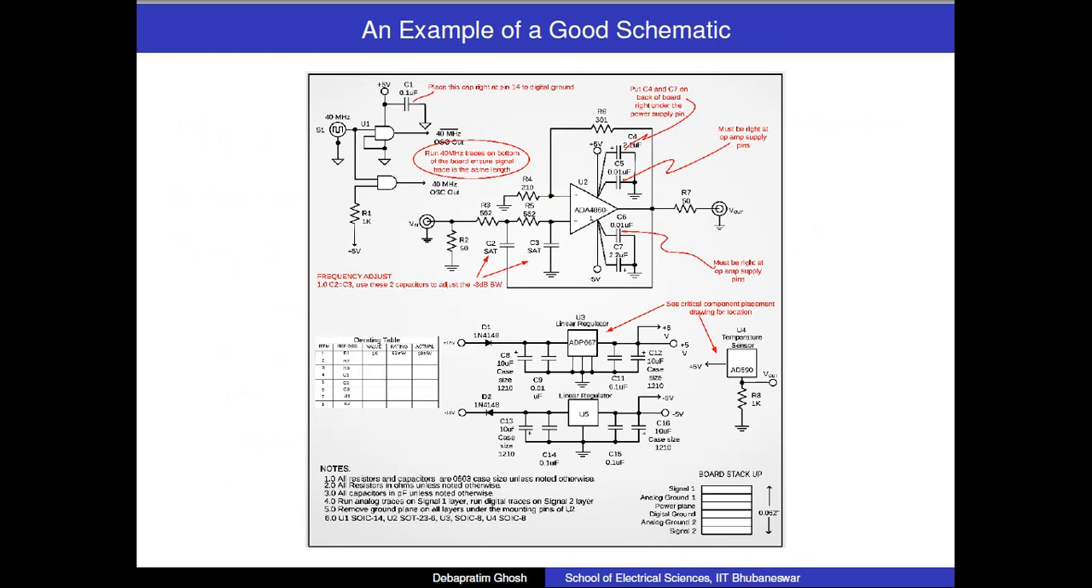So this is an example of a good schematic. You can see that most of the connections are shown over here, but in red colors a lot of notes are put. So this is how a good schematic is to be made. And at the bottom also you can see how different notes are put in black color.